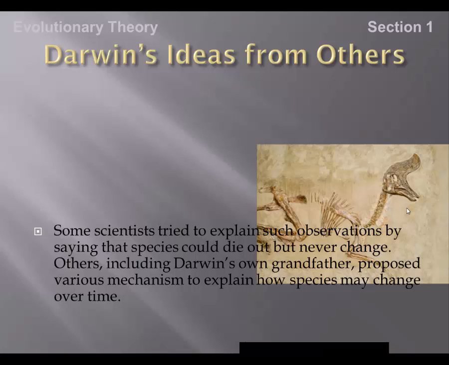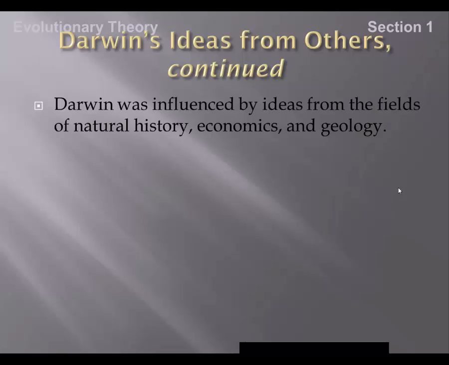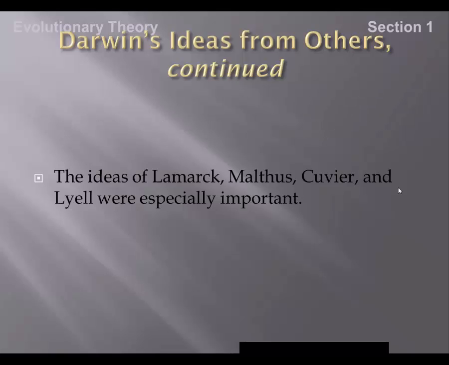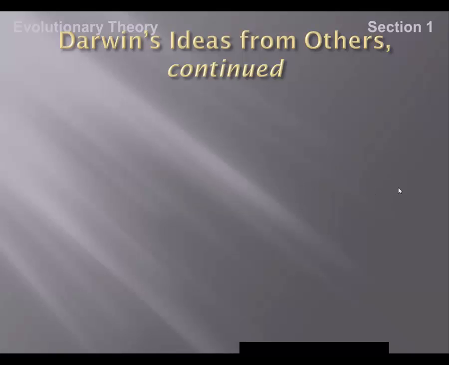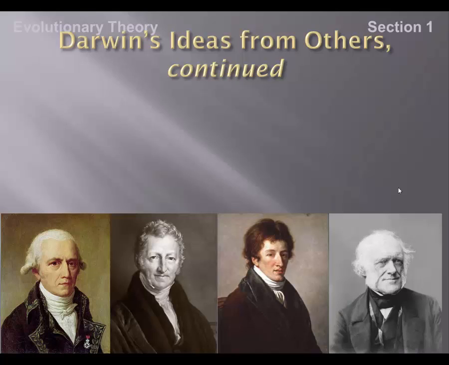Other individuals, including Darwin's own grandfather, proposed various mechanisms to explain how species may change over time. Darwin was influenced by ideas from a large number of different sciences, including natural history, economics, and geology. He took ideas from Lamarck, Malthus, Cuvier, and Lyell. So here's Lamarck, Malthus, Cuvier, and Lyell. All of these scientists played a contemporary role in Darwin's ideas.